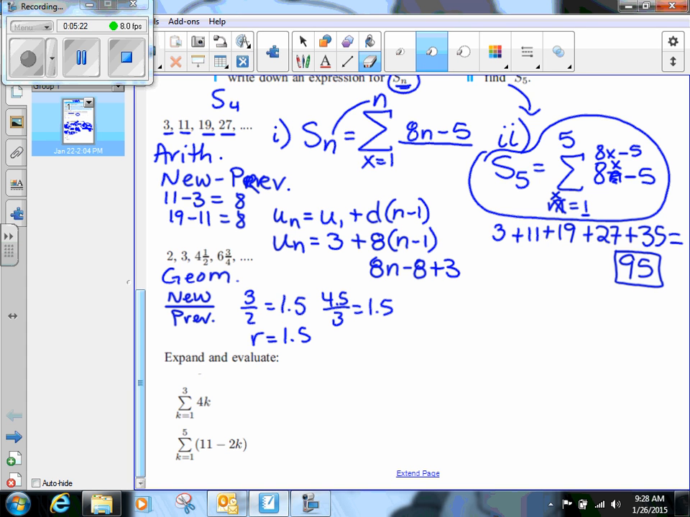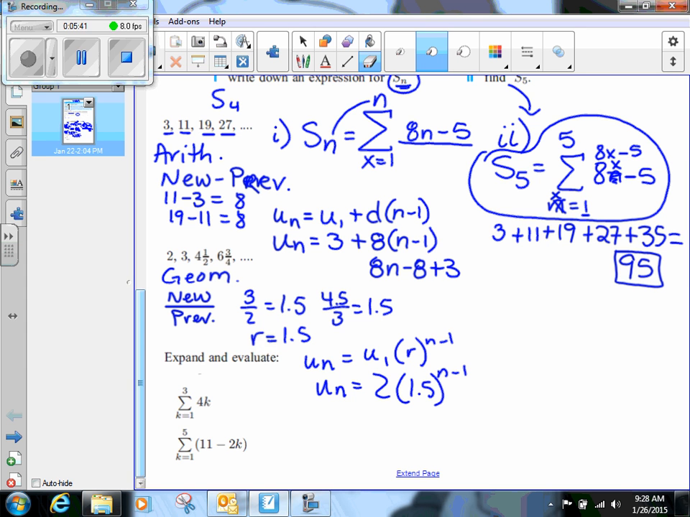When I write that general rule, I would say u sub n equals my u1 times my rate to the n minus 1. So in this case, u sub n equals the first term, which is 2, times the rate, which I found, 1.5, to the n minus 1.